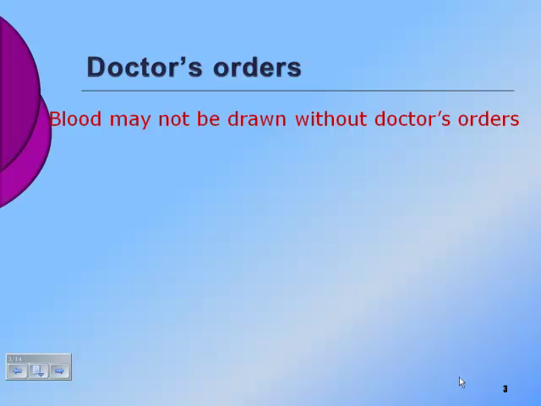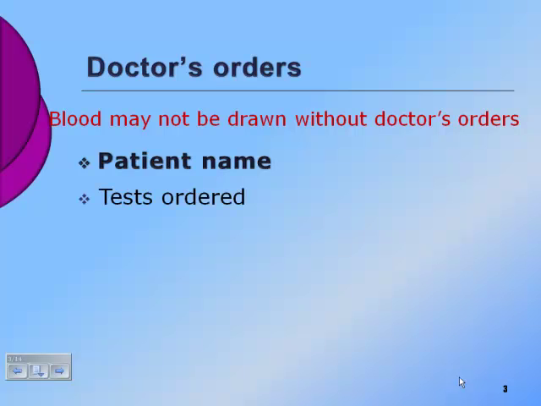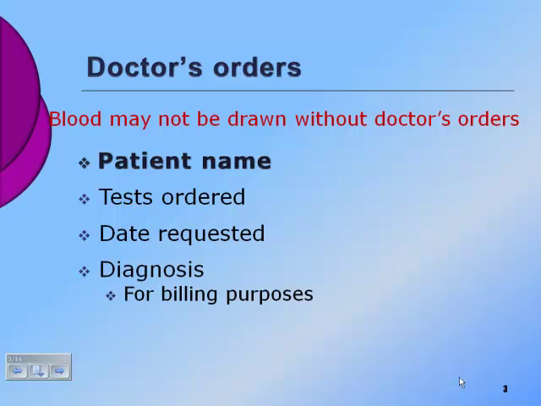At minimum, the order needs to contain the patient's full name and what tests the doctor wishes to have performed. The date of request needs to be included, and it should include the year. A diagnosis will be needed for billing purposes eventually. If a patient brings an order without a diagnosis, you may go ahead and collect the specimen and run the test, but follow-up will be needed in order to make sure that billing can be provided properly. The order must be signed by the physician.